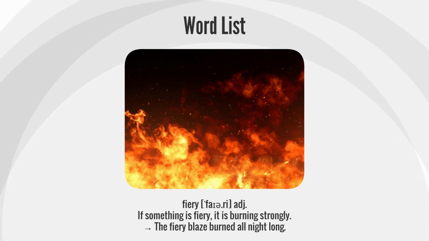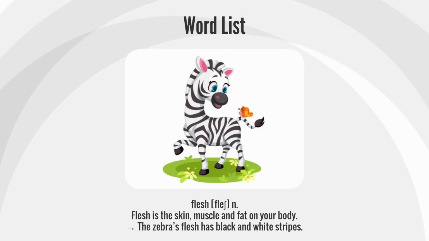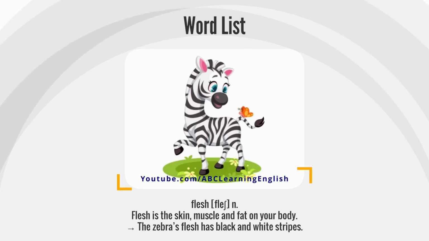Fiery. If something is fiery, it is burning strongly. The fiery blaze burned all night long. Flesh. Flesh is the skin, muscle, and fat on your body. The zebra's flesh has black and white stripes.